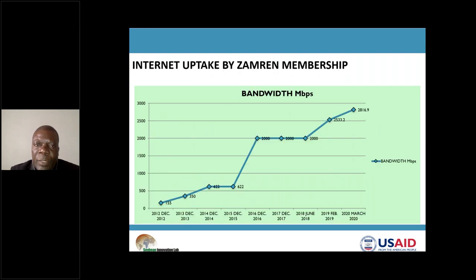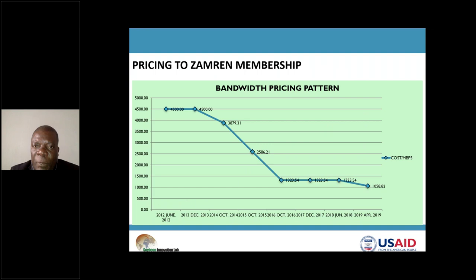We also look at how we fared in terms of internet uptake. When we started in 2012, we only had about 155 megabits per second. As things stand now, we are at 202.8 gigabits per second of bandwidth. And we keep on growing, and you'll see that we have more capacity as we finish our payment towards Africa Connect 2.